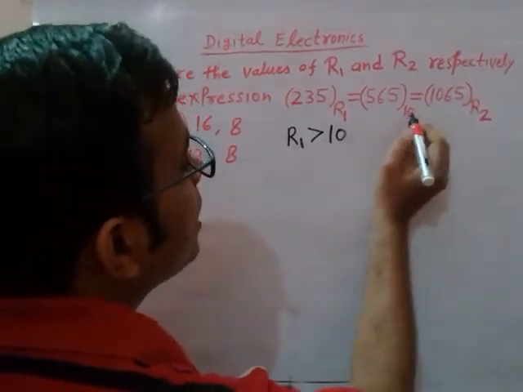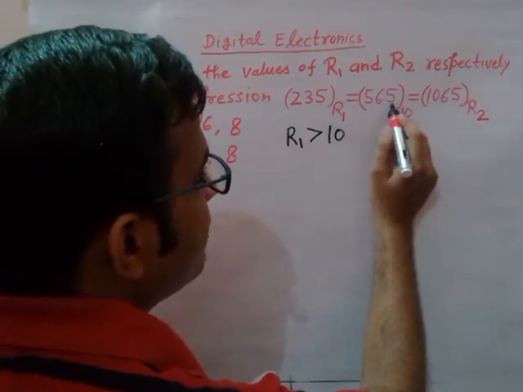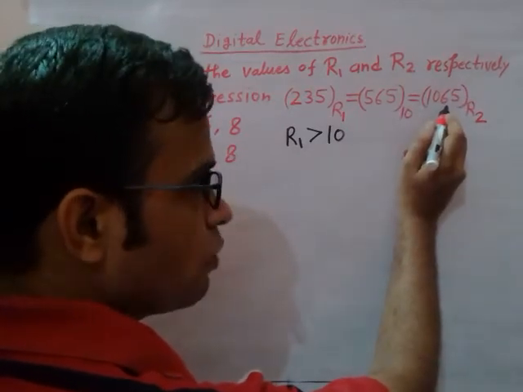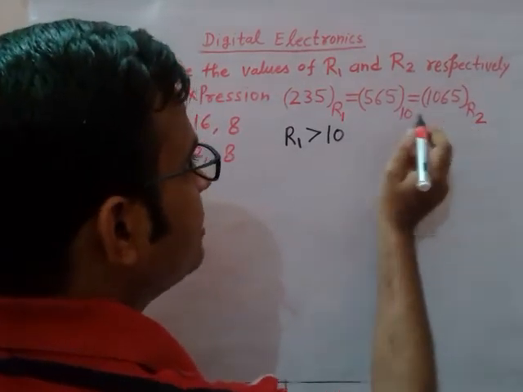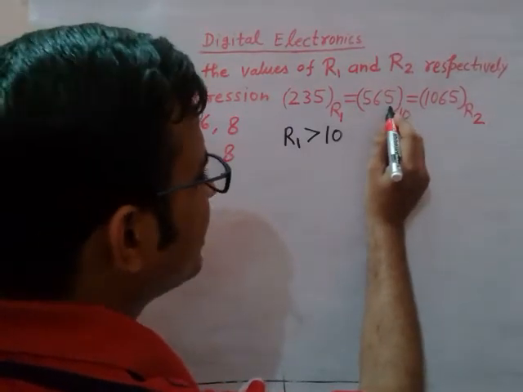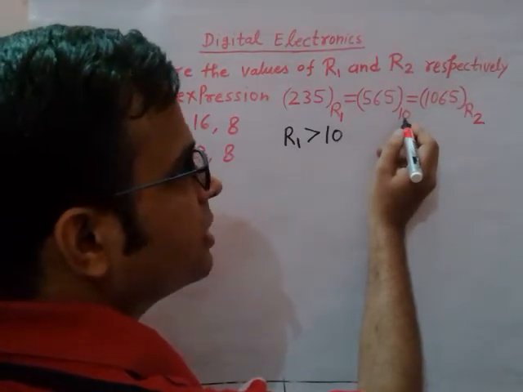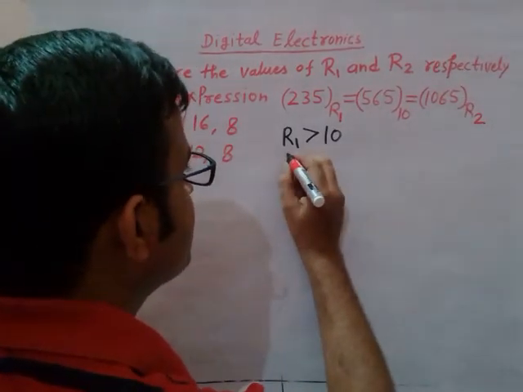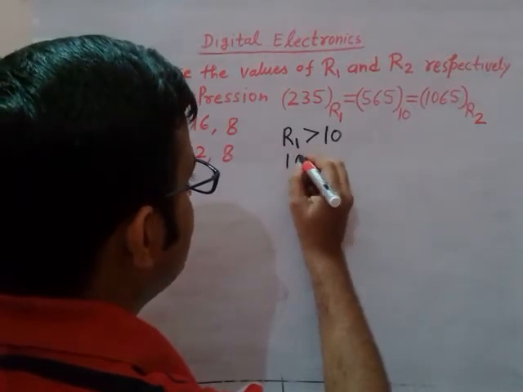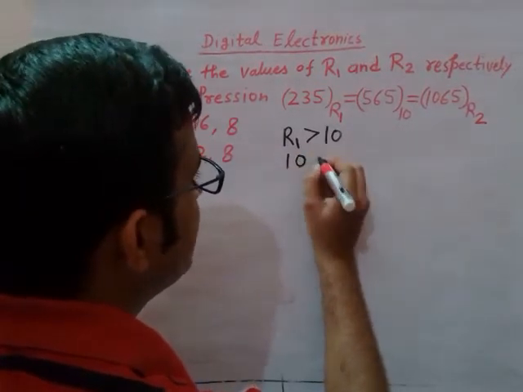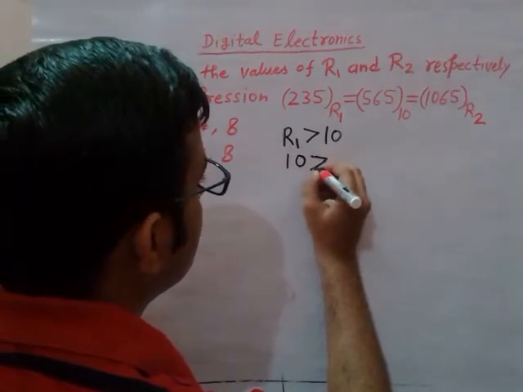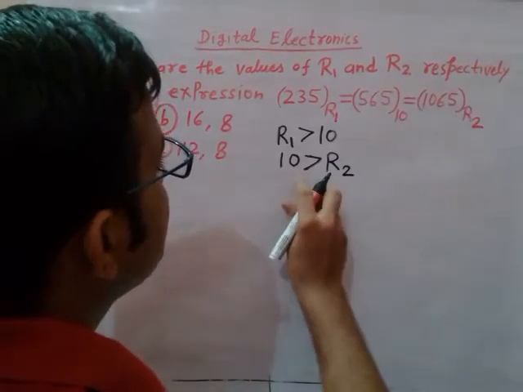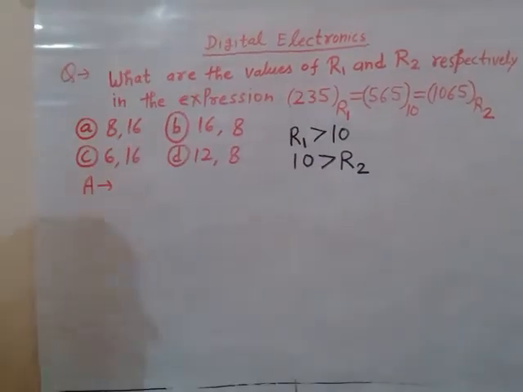Similarly, value 565 is less than the value 1065. Then if these two values have to be equal for different bases, then the base corresponding to 565 would definitely be more than the base corresponding to value 1065, right? That means base 10 would definitely be more than base R2, right? So this can be illustrated by a simple example, right?